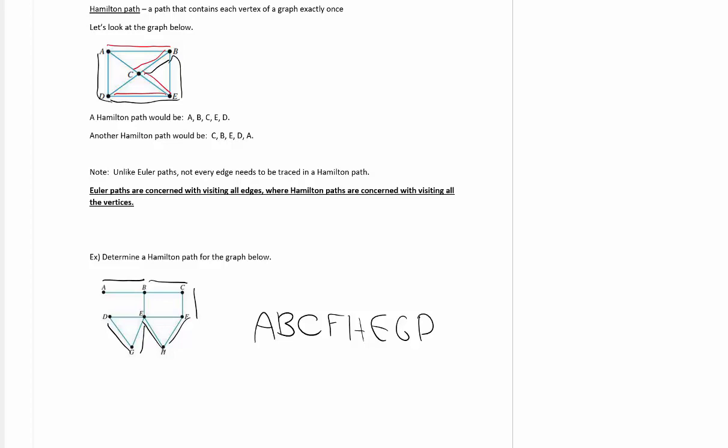Another Hamilton path, I can start with G. I can go G to D, D to E, E to H, H to F, F to C, C to B, and B to A. So those are two examples of Hamilton paths. Can you find others in this diagram?